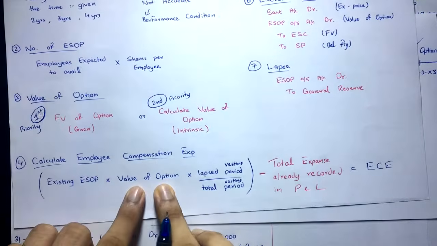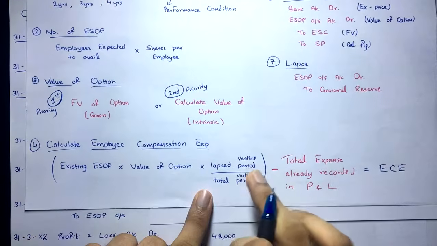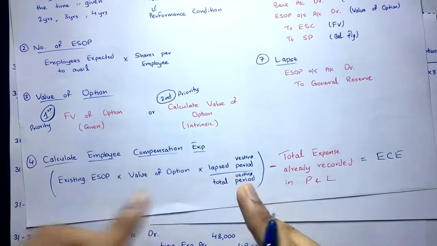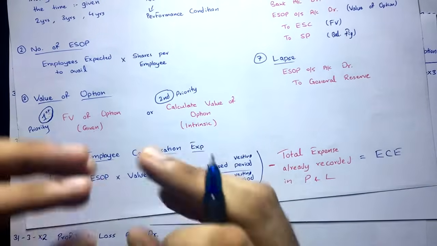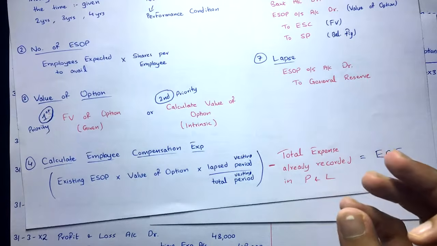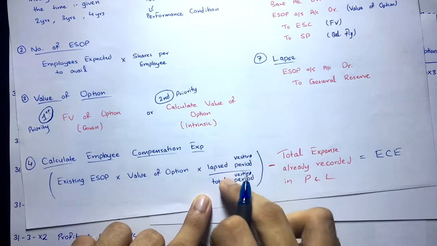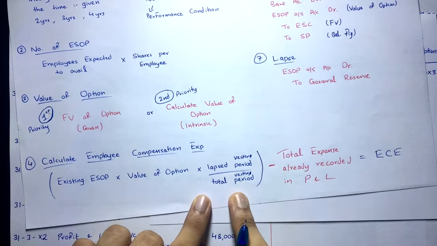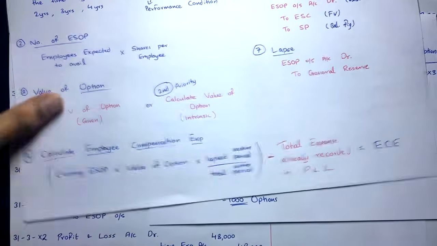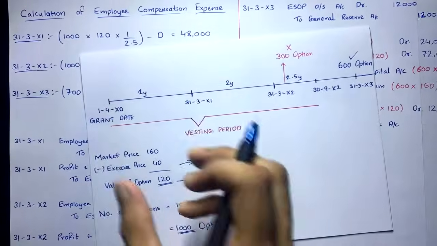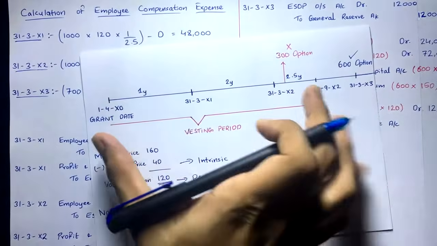So value of option is constant. This can change. And then here what you take is the vesting period, because here, as I said, we are spreading this employee compensation expense on the basis of vesting period. So what you have to do, you have to take the vesting period fraction: lapsed vesting period divided by total vesting period. That is, how much vesting period has passed and how much is the total vesting period.